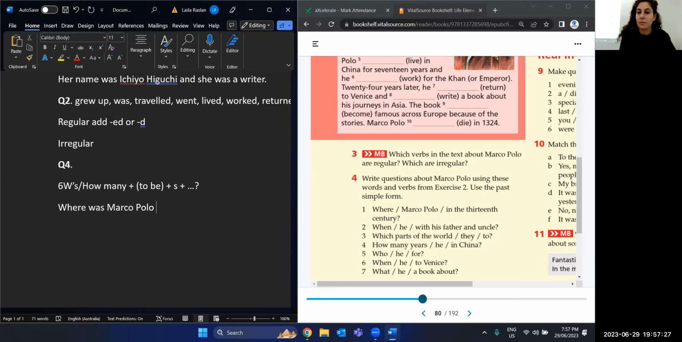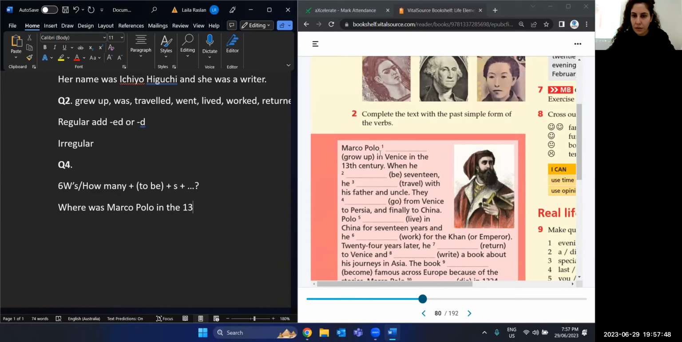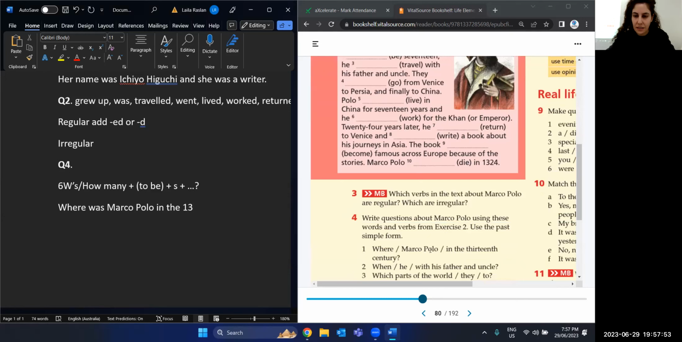Where was? There was an article in the second, you can see. Yeah, where was? Using these words and verbs from exercise 2. Where? Where is my professor living? Yeah, that could be a question. Yeah, where did Marco Polo live?